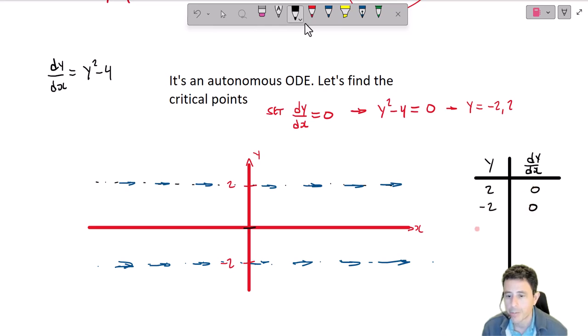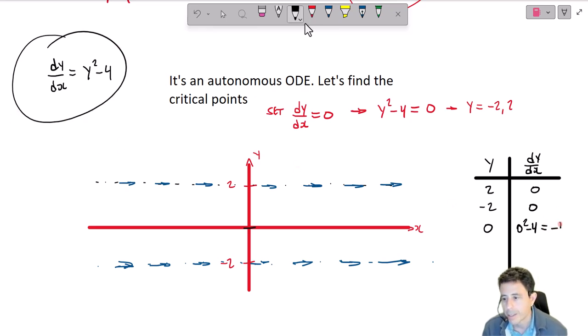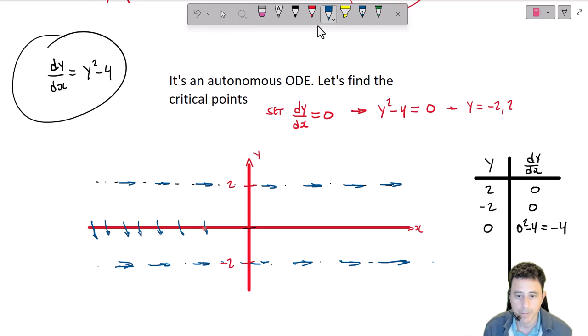Let's pick y equals 0. If y equals 0, then this would be y squared minus 4, right, according to this. That's negative. So the derivative is negative. It's very steep at those points. So it's kind of like this, right? And that means between here and here, the derivative is negative. Maybe here is less negative. Here is less negative, but it's negative.